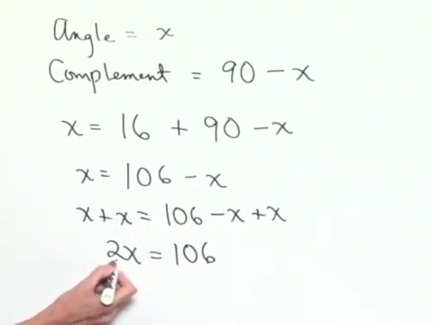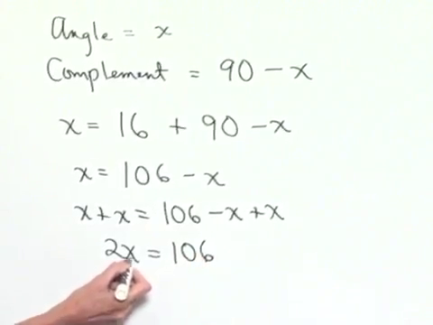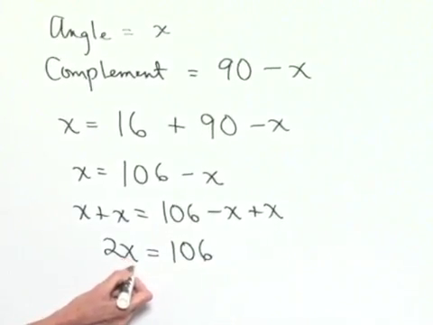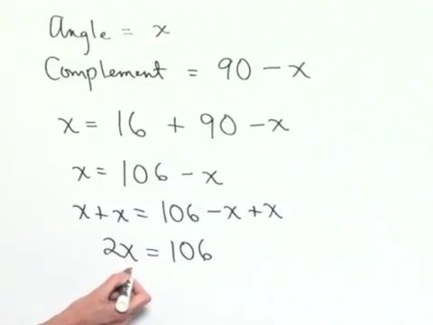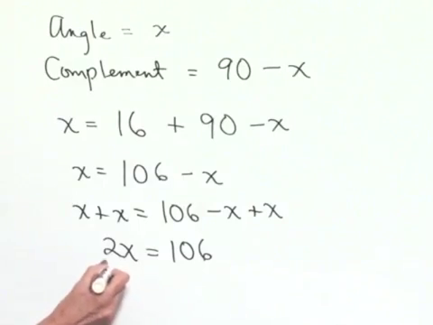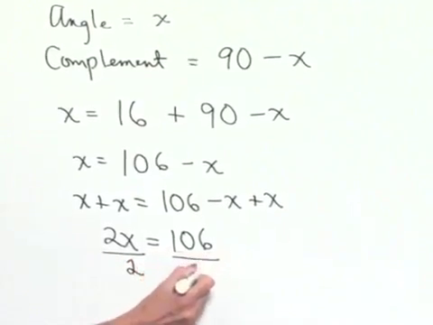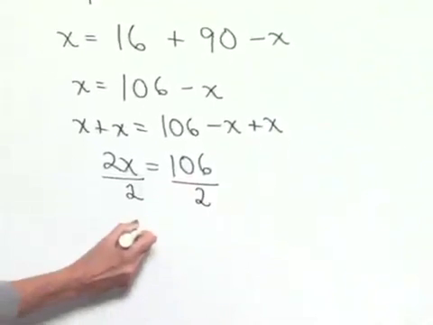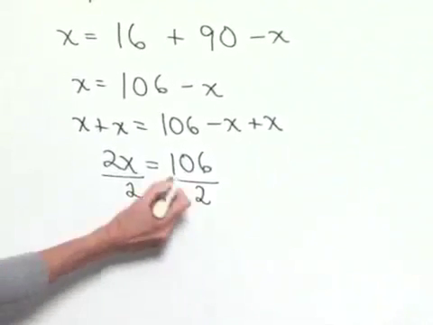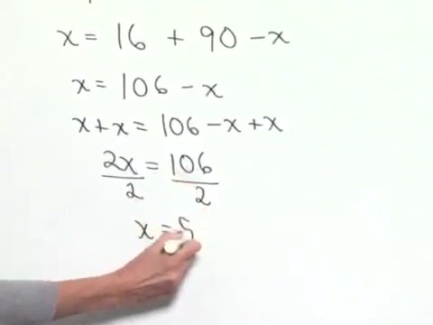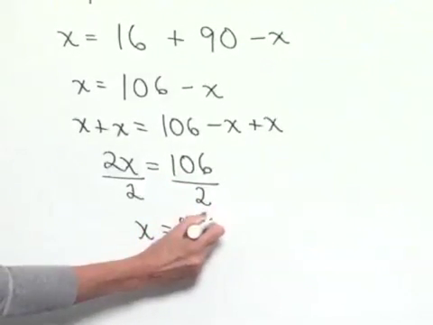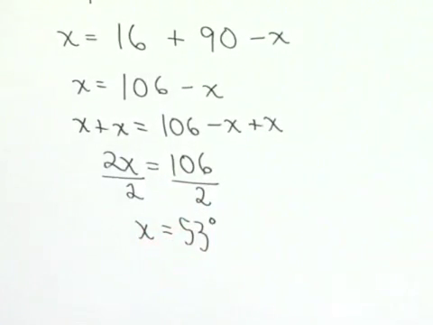We now notice that we're multiplying by 2 times x. To isolate x, we're going to use the inverse operation of division. That is, we can write this as 2x divided by 2 equals 106 divided by 2. To give us our value of x equals 106 divided by 2 is 53. And we're working in degree measure, so the measure of our angle is 53 degrees.